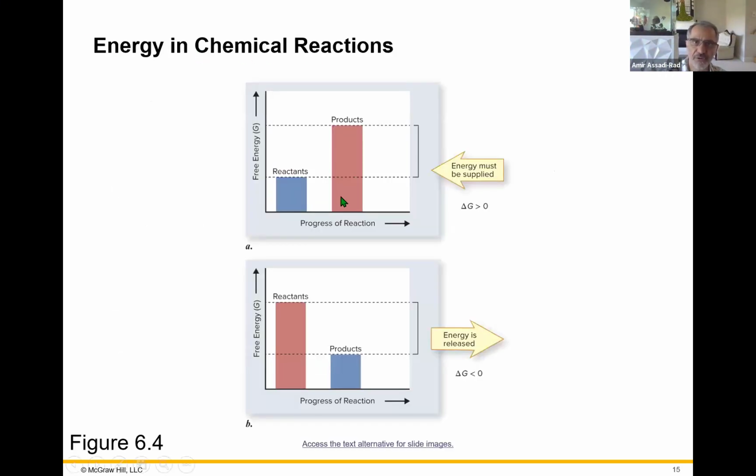Okay, energy in chemical reactions, right here is reactant, right here is product. Energy must be supplied. Of course, delta G is greater than 0, positive, for photosynthesis. Delta G is less than 0 for cellular respiration, which you did in the lab last Wednesday.